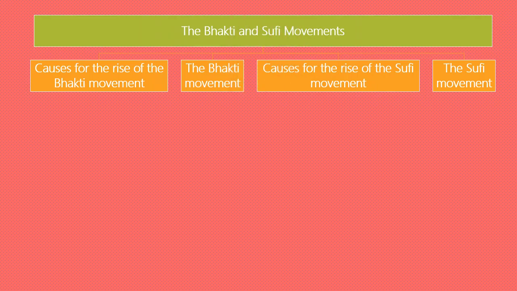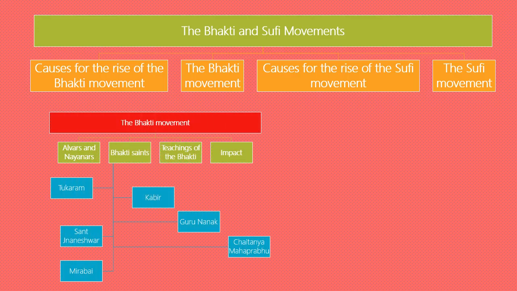They are causes for the rise of Bhakti movement and the causes for the rise of Sufi movement, then Bhakti movement and Sufi movement. In Bhakti movement, we have four main parts: Alvars and Nayanars, Bhakti saints, teachings of Bhakti and their impact. Under Bhakti saints, we have Tukaram, Kabir, Guru Nanak, Chaitanya Mahaprabhu, Sant Jnaneswar, Mirabai.